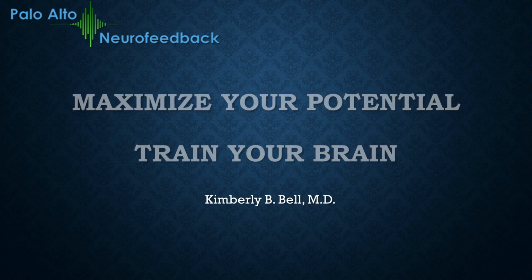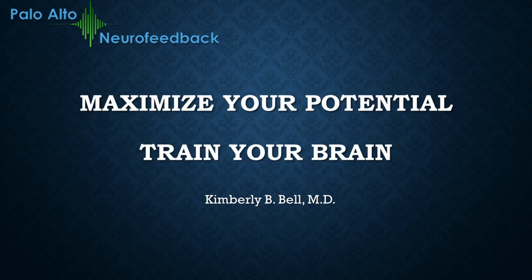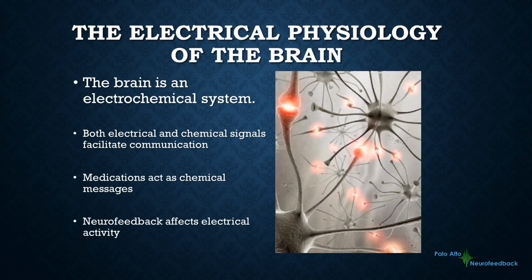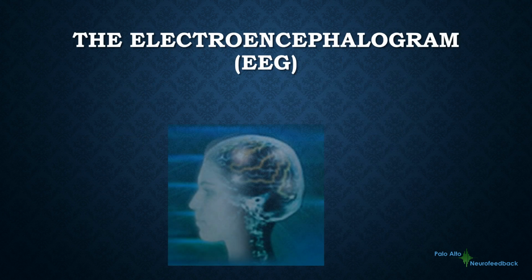This is a presentation on the electrical activity of your brain. So, the electrical physiology of the brain. The brain is an electrochemical system. Both electrical and chemical signals facilitate communication. For example, medications act as chemical messengers, and neurofeedback affects electrical activity.